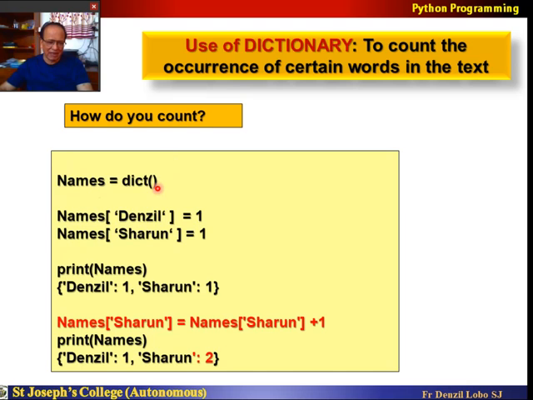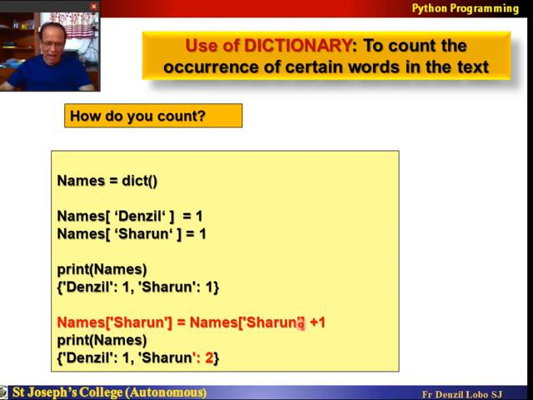So for example, I've created a dictionary called names, which contains names of the person and how many times it appears in the text. So, for example, here, names dictionary, I assign 1. Name Sharon, I assign 1. So, that means it is appearing only once. So, print names, as you see here, dictionary Denzel 1, Sharon 1.